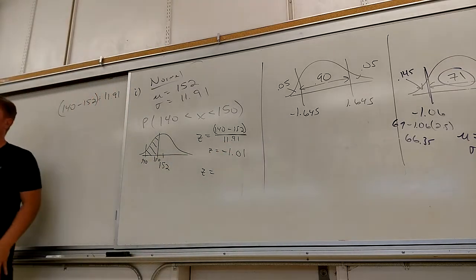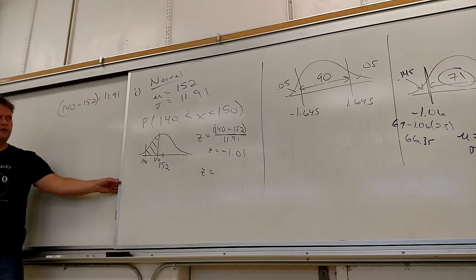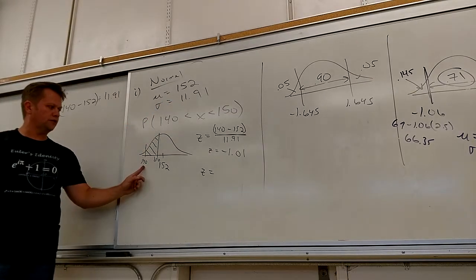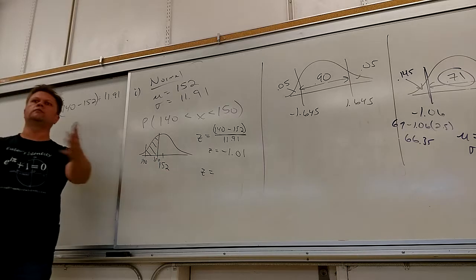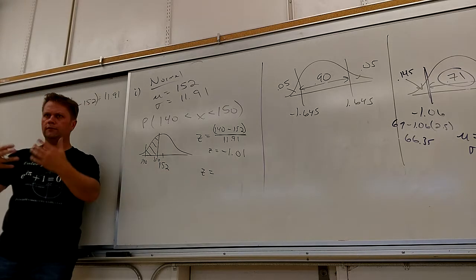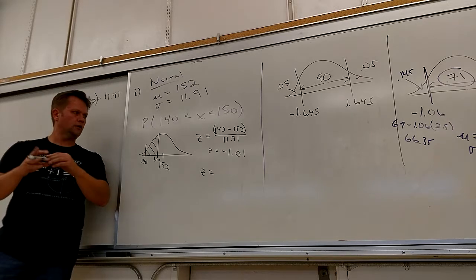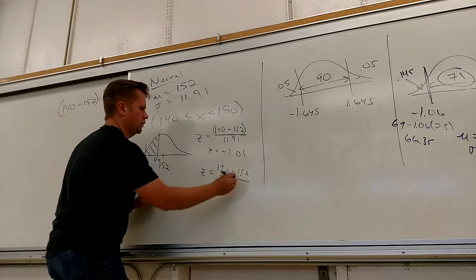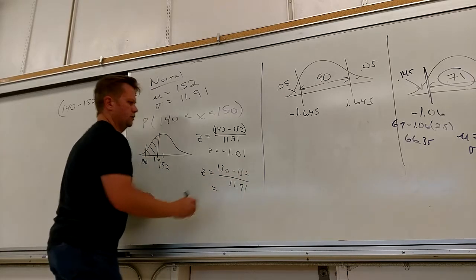Okay, cool. If you think about it, one step is almost 12. That's 12 down, so it should be about negative 1. You should be able to estimate how big or small these things are. This 150 would then be 150 minus 152 divided by 11.91.